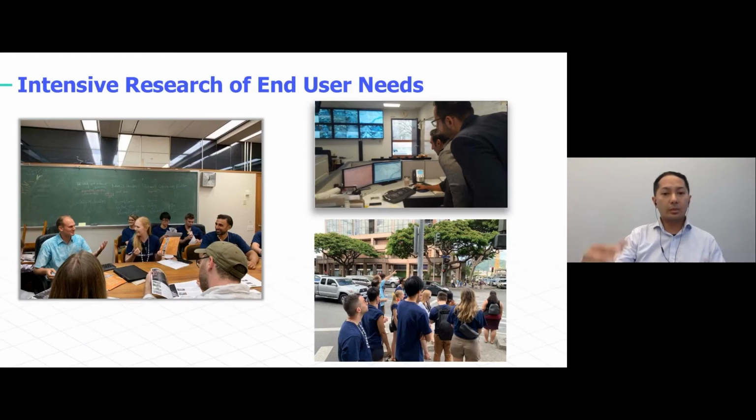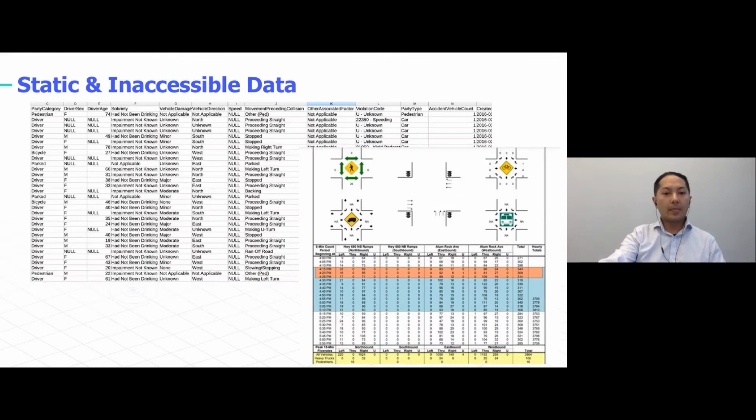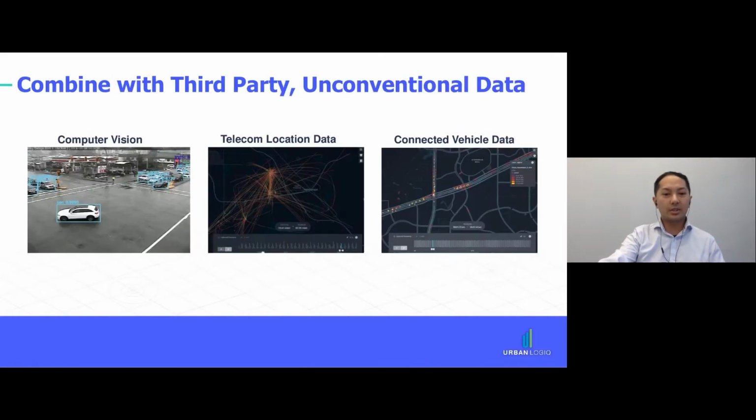Some of the way we tend to work is we study the workflows of public servants and understand what the steps are to get an approval for a new construction permit or a land use change. And then we take their oftentimes static data in PDF formats and Excel spreadsheets, and we combine that with emerging data sources. That could be computer vision from the streetlight cameras, telecom data, as well as connected vehicle data.